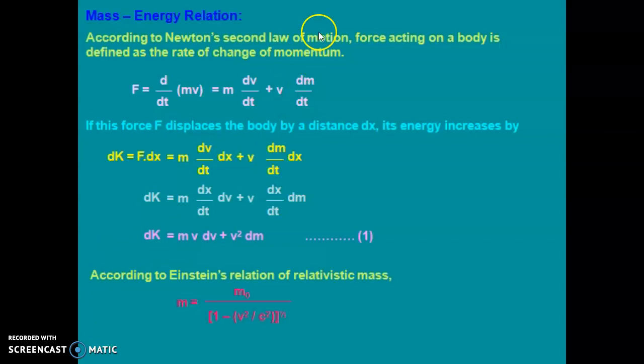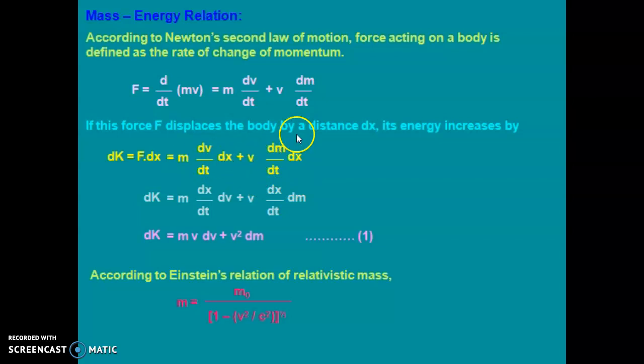According to Newton's second law of motion, we can write F equals the derivative of momentum. Differentiating it by parts, we get F equals m dv by dt plus v dm by dt. If a force displaces the body by distance dx, its energy increases by force into displacement, so m dv by dt into dx.